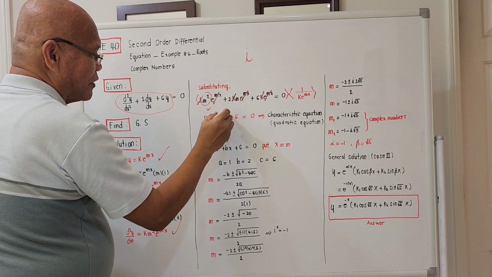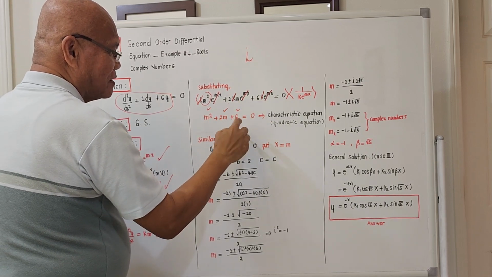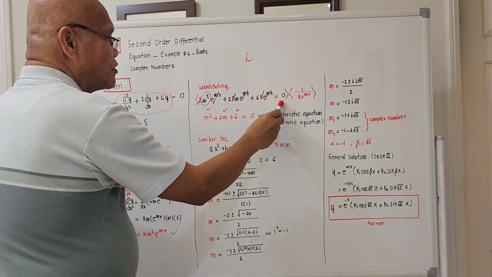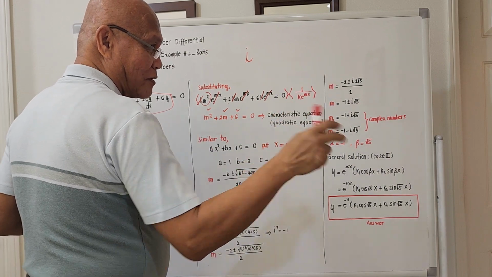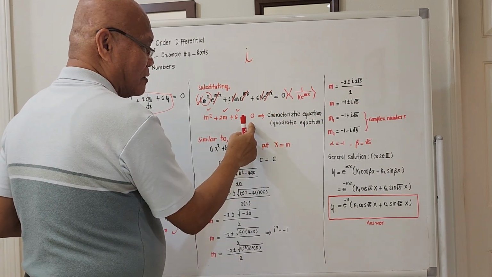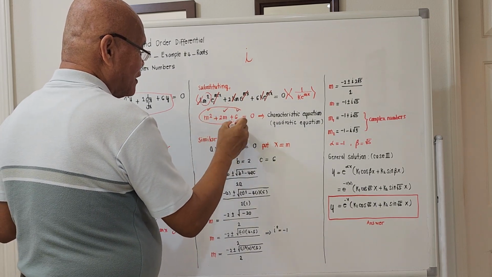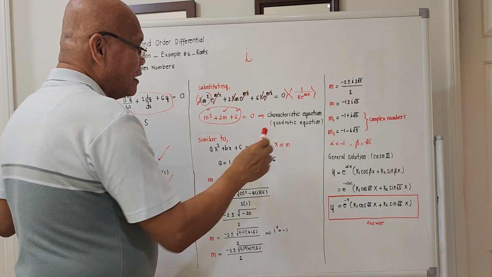plus 2 times m is 2m, plus 6 times 1 is actually 6, equal to the right hand side, 0 times 1 over this reciprocal is 0. Anything multiplied by 0 will be 0. So this is 0.